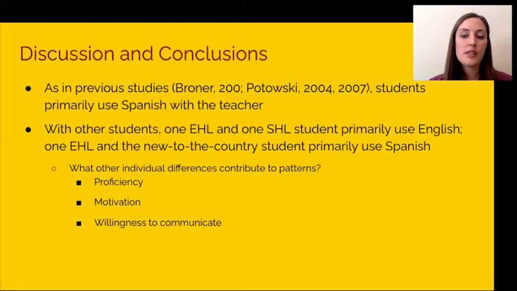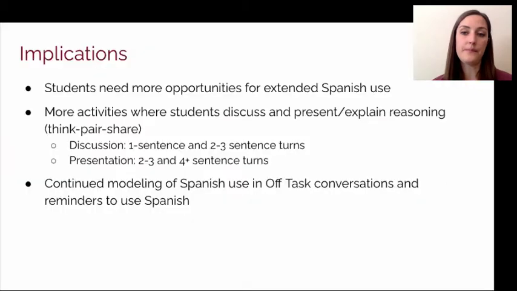The next step in the study is to look at what other individual differences contribute to the students' patterns of language use. So specifically, I'll be looking at students' scores on an elicited imitation task to better assess their proficiency in a more systematic way. I will also analyze interviews with students, with their parents, and with the teacher in order to better understand these students' motivation and their willingness to communicate.